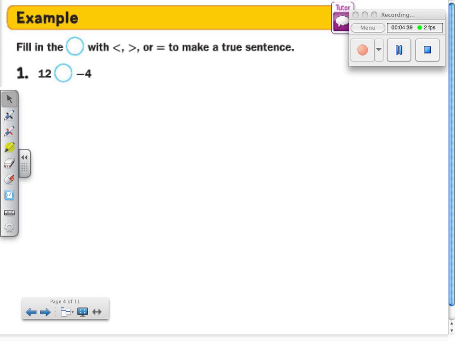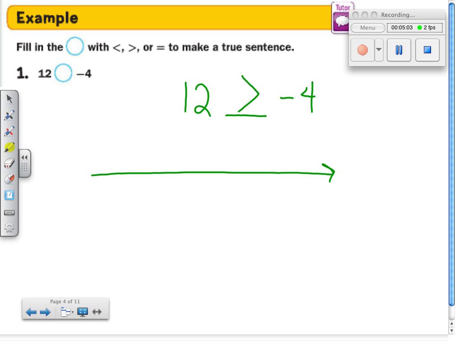Let's look at an example. In your homework, it'll look something like this. Fill in the blank with less than, greater than, or equal to make a true statement. So 12 blank negative 4. Which one is greater? I always think in terms of money, honey: would you rather have $12 or negative $4? Certainly 12 is greater. So we can just think of it in terms of value, or we can look on a number line. Here's 0, and here's 5, and here's 10. Oops, I'm going to make my line just a little bit longer.